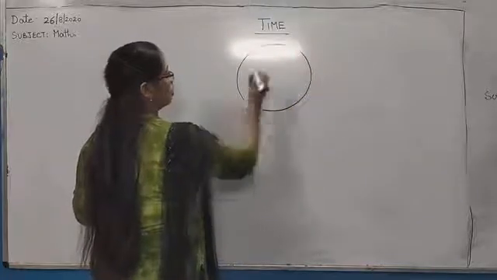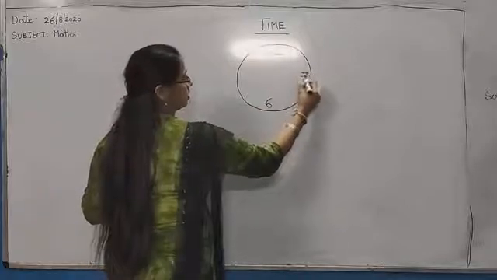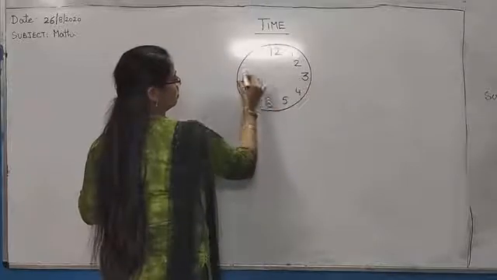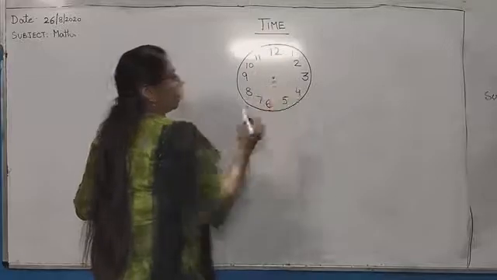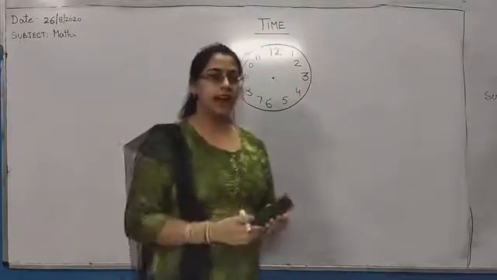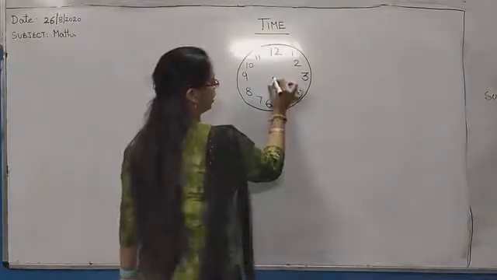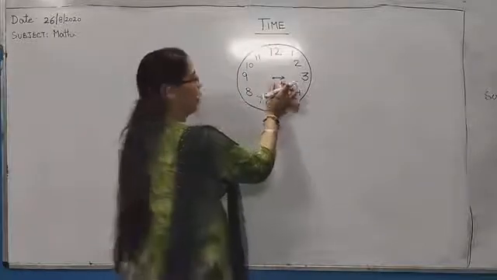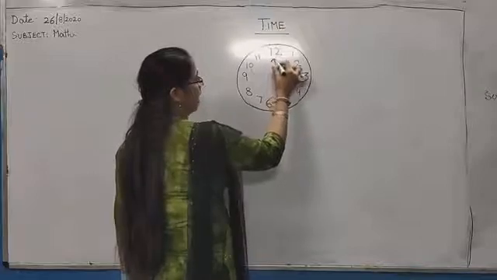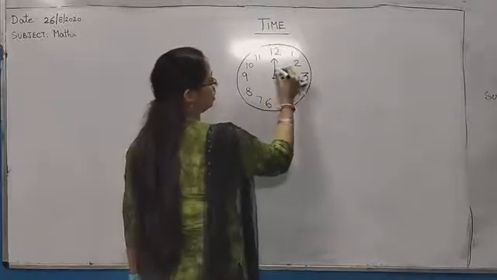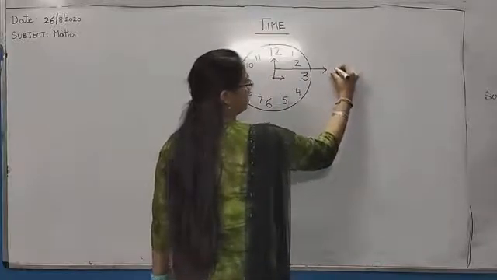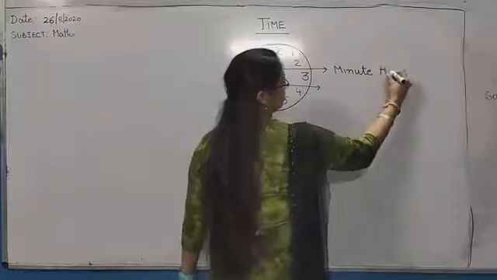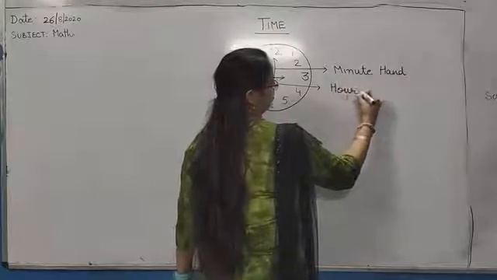This is the picture of a clock. 12, 6, 3, 9. Now I am going to draw the hour hand and the minute hand. You all know the difference between the hour hand and the minute hand. The hour hand is the small hand of a watch, and the minute hand is the bigger hand. So this hand is called the minute hand, and this hand is called the hour hand.